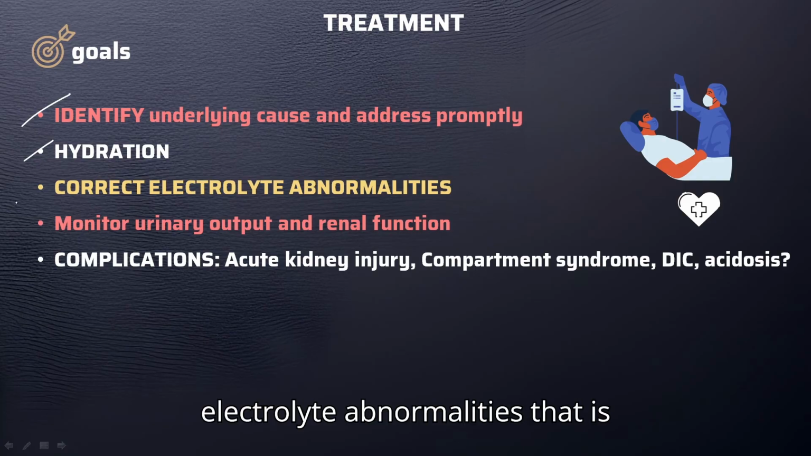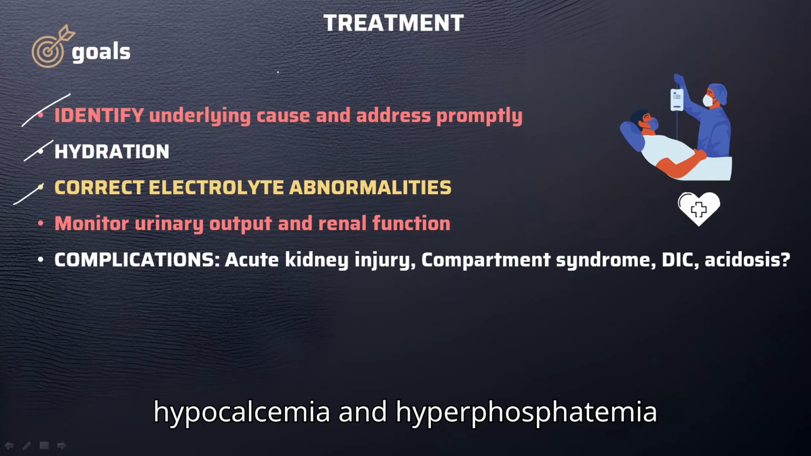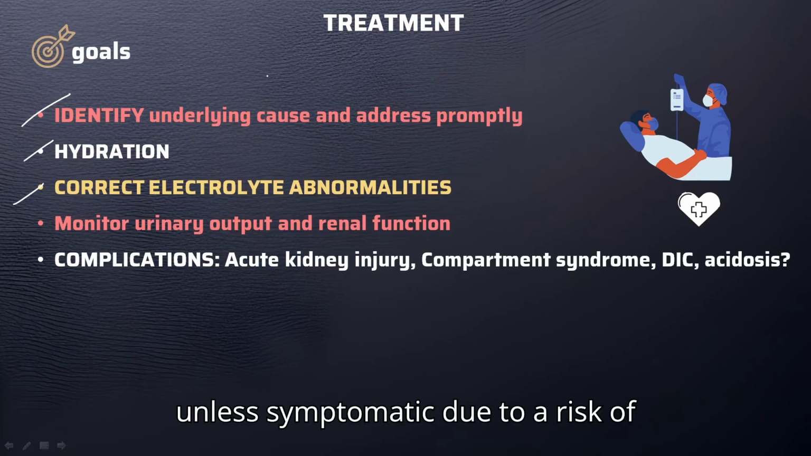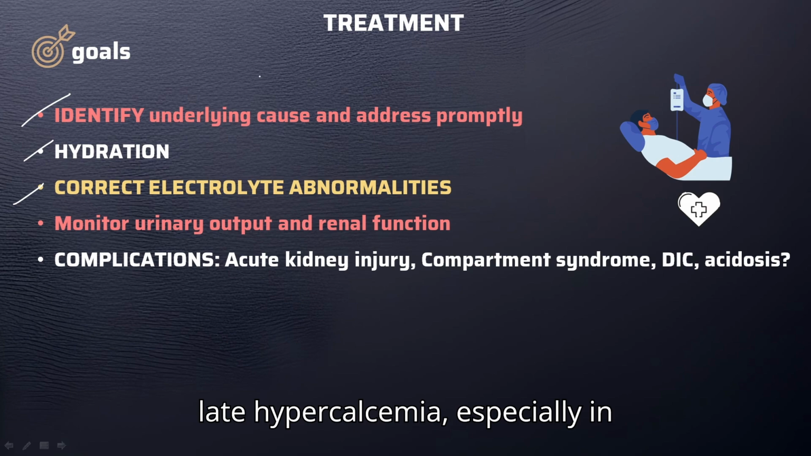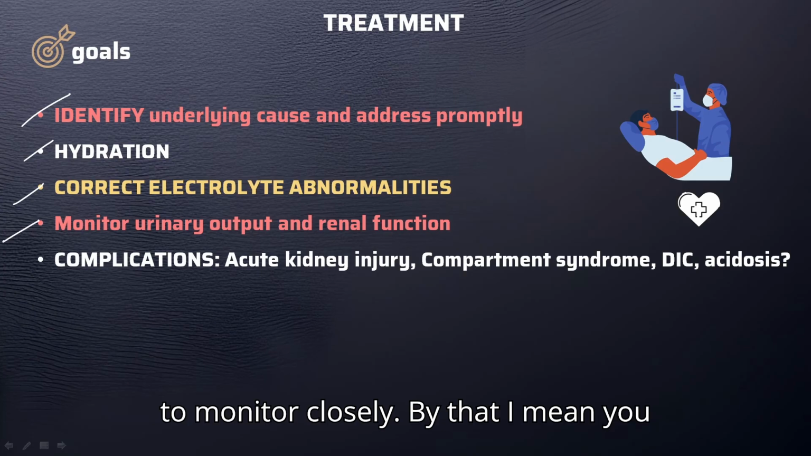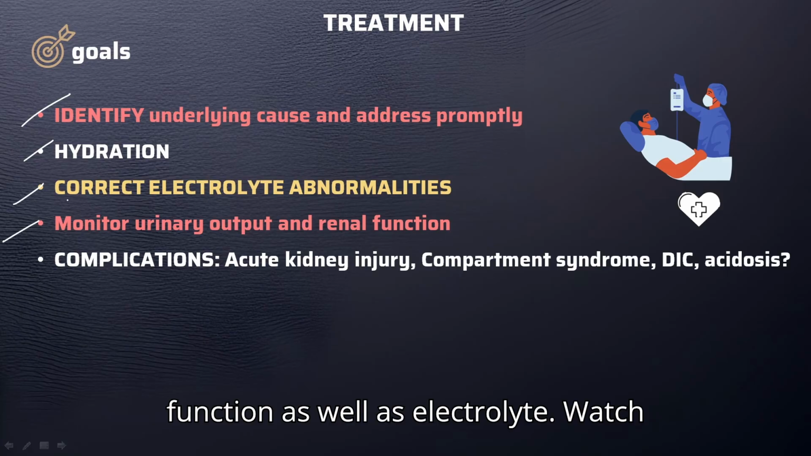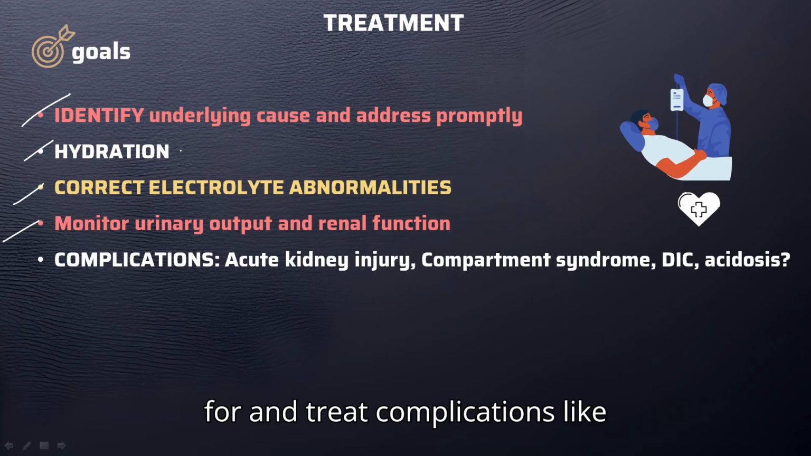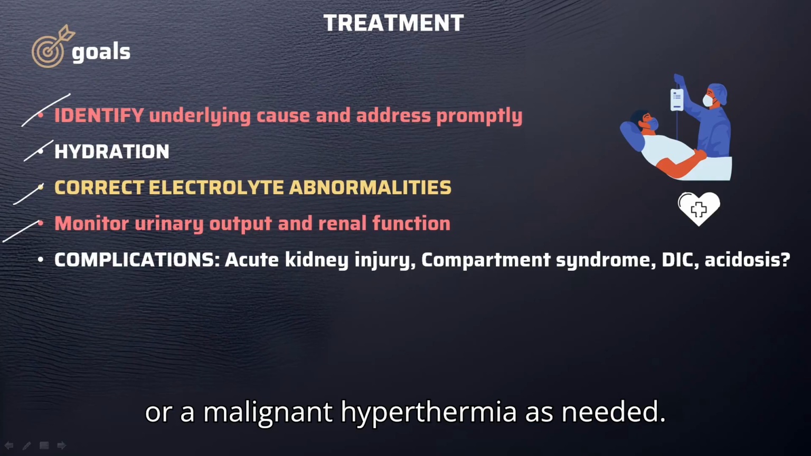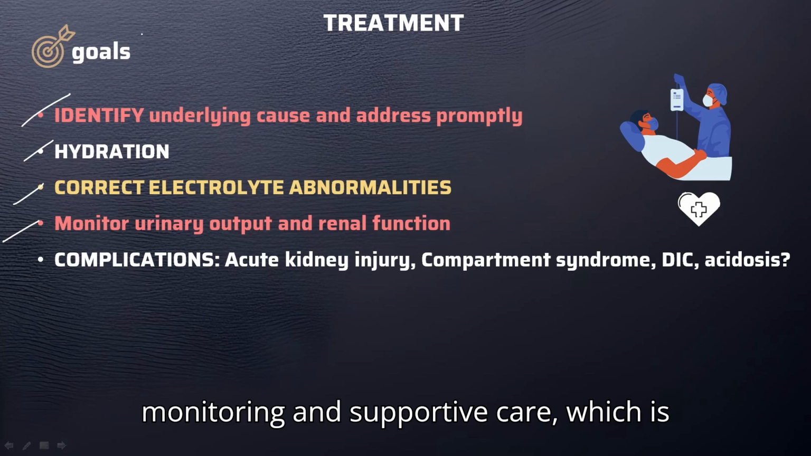You need to correct the electrolyte abnormalities, that is, manage hyperkalemia, hypocalcemia, and hyperphosphatemia carefully. Avoid routine calcium unless symptomatic due to a risk of late hypercalcemia, especially in trauma-induced rhabdomyolysis. You need to monitor closely. By that I mean you need to track the urine output, renal function, as well as electrolytes. Watch for and treat complications like sepsis, compartment syndrome, DIC, or malignant hyperthermia as needed. Management should be individualized, with close monitoring and supportive care, which is central to improving the outcome.